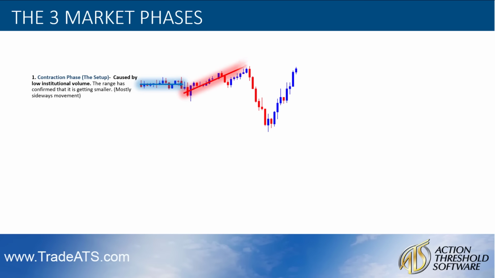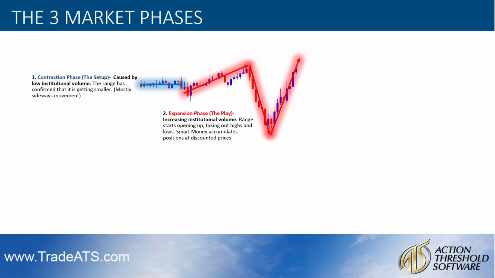So phase number 2 is the expansion phase. This is the play. This is where we get increasing institutional volume. The range starts opening up, it's taking out highs and lows. This is where smart money is accumulating positions at discounted prices. This is where dumb money gets beat up. And I'm sure every trader's gone through this, where you get caught. A lot of people call this whipsaw. They got different names for this. But it's like every time you jump in, you're just getting crushed when you think it's about to take off.